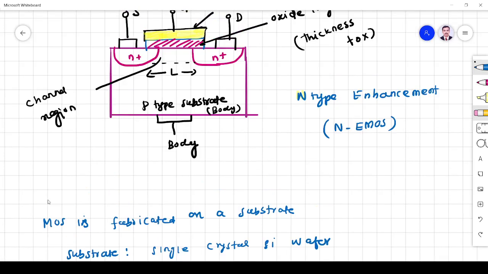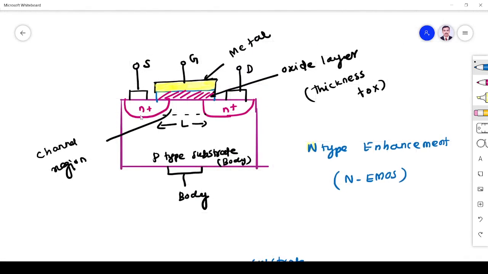So next we will see here we have two N plus regions, right? So two N plus regions are created in the substrate. You see here we have substrate, here we have two N plus regions. N plus means, we know the plus indicates heavily doped, so it is an N region with heavily doped N plus region, right? So two N plus regions are created in the substrate. One is called source and another is called drain, right?